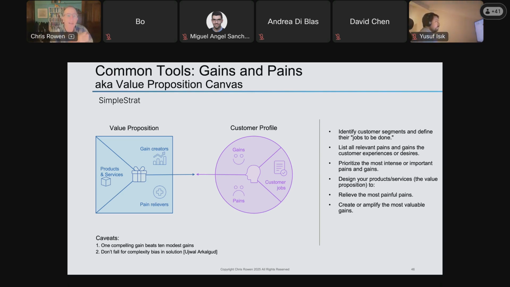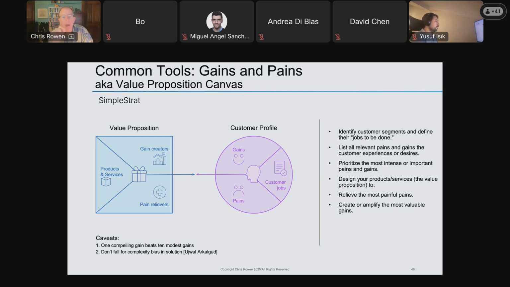And then you take that back over to the product side, and you figure out, can you be a pain reliever for the pains? Can you be a gain creator? Can you create something that the customers didn't see as a pain or a need, but you can create? And that leads you ultimately back to the definition of what are the goods and services.